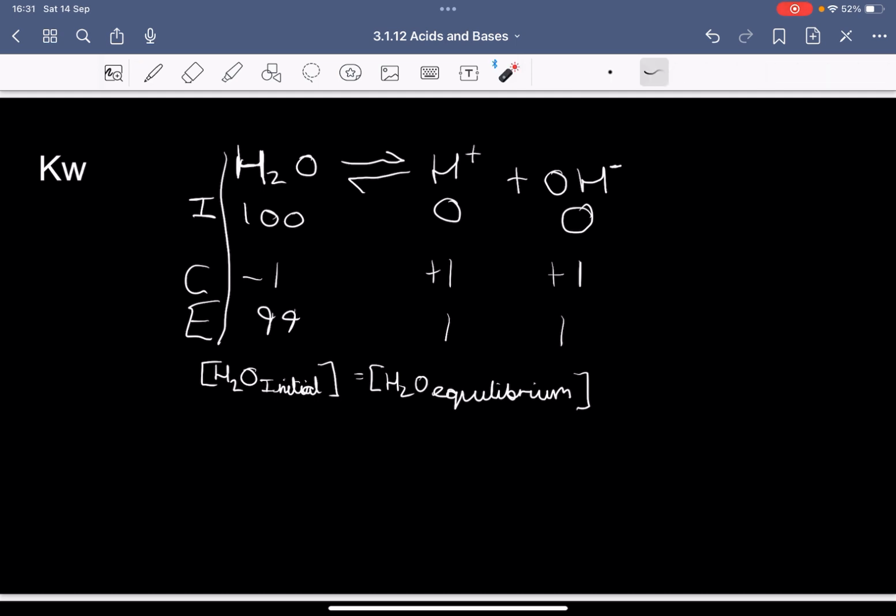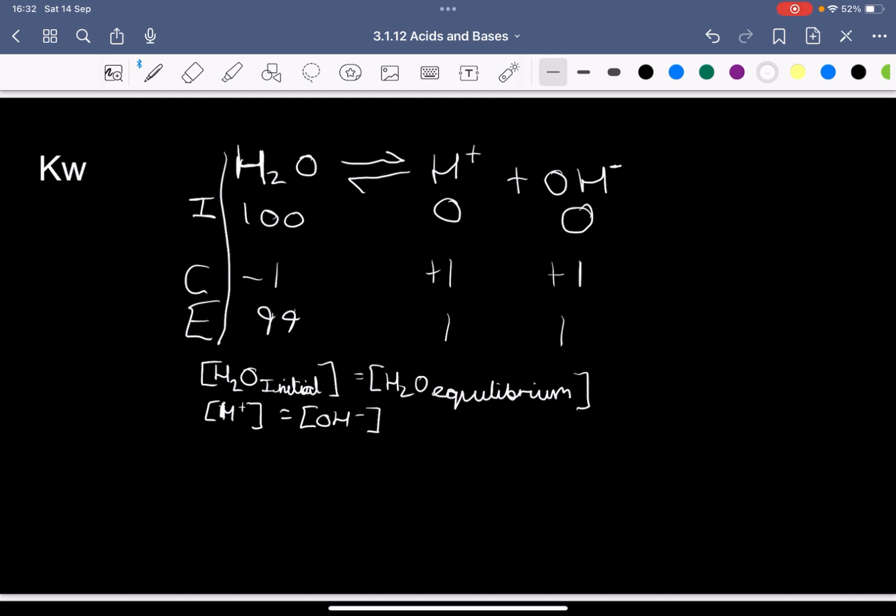Also, a good thing to take note of is the fact that the amount of hydrogen ions formed is the same as the amount of hydroxide ions formed. So essentially, your H+ concentration is equal to your OH- concentration. Alright, now that we know these things, we can derive the formula for Kw.